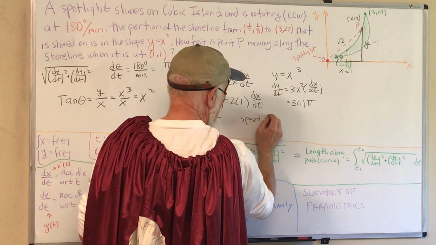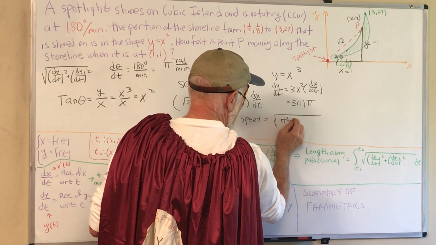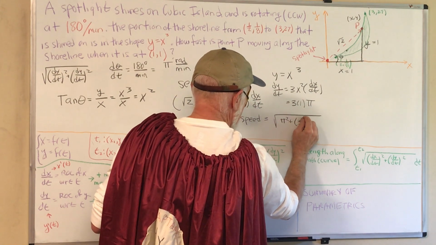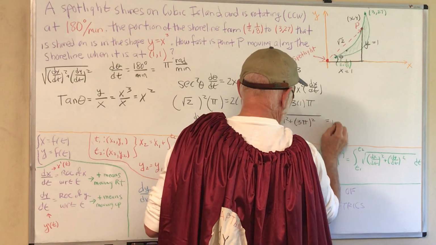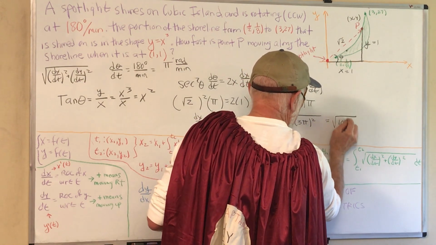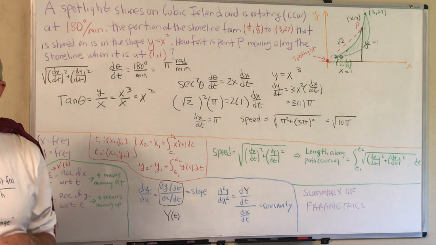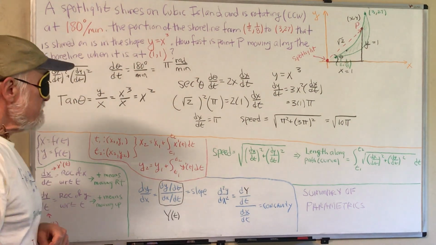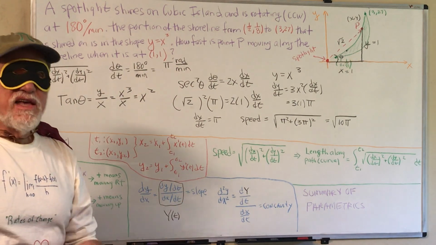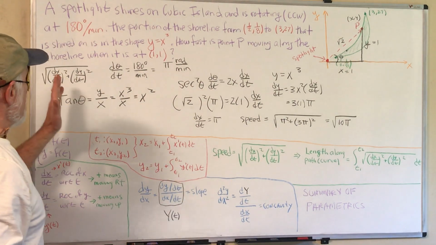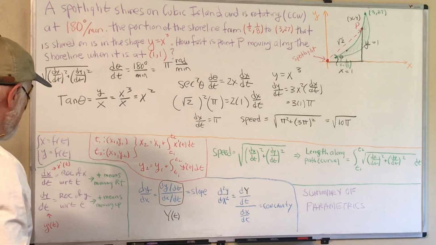The speed is going to be the square root of pi squared plus 3 pi squared, or the square root of 10 pi. So kind of a fun problem. And it gets back into what we learned in Calc 1 about related rate problems, and using the latest thing we've learned about parametric equations.